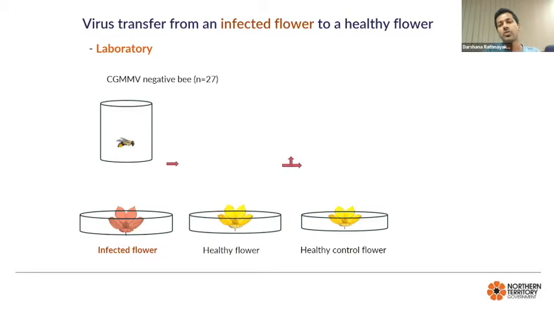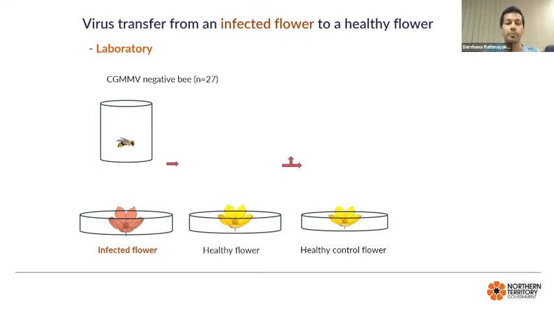So we conducted both laboratory and field trials to find answers to these two questions. In the laboratory, we conducted trials to test, first, whether bees can carry any CGMMV material or particles from one infected flower onto a healthy flower, and we also conducted a laboratory trial to find out whether bees can carry any CGMMV from positive beehives onto healthy flowers.